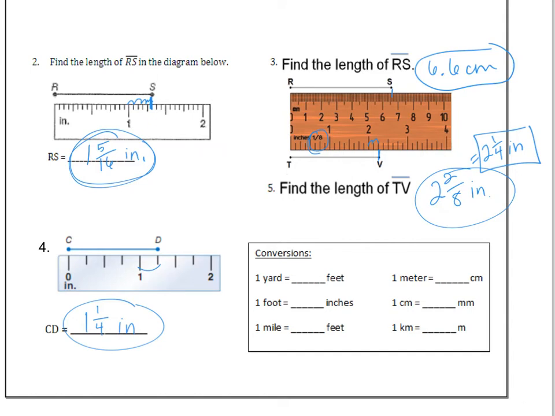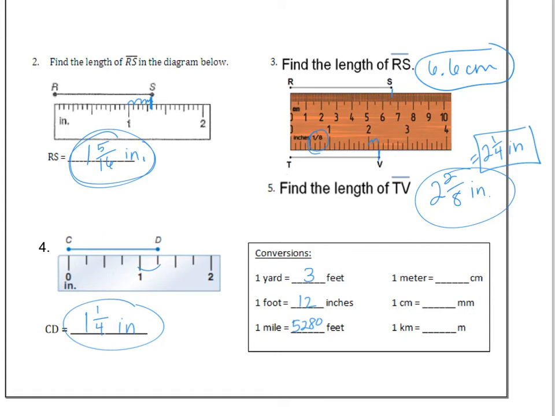So 1 yard is 3 feet, 1 foot is 12 inches, and one you might not have known, 1 mile is 5,280 feet. And yes, I want you to memorize that.